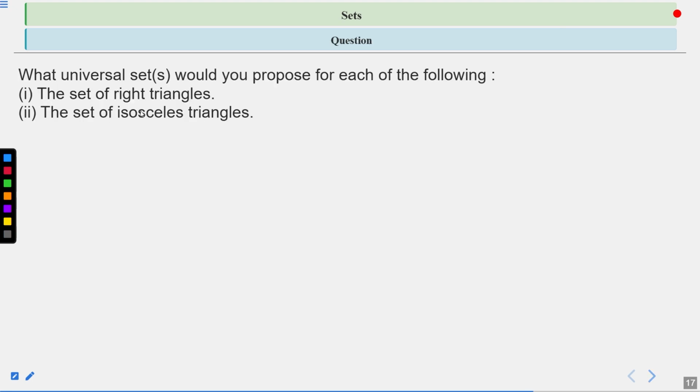Now this question, we have to describe the universal set. So for first, the set of right triangles, and for second, set of isosceles triangles. So you will have some seconds to try this problem, then afterwards we will move on to the solution slide. So your time starts now. The time is up.